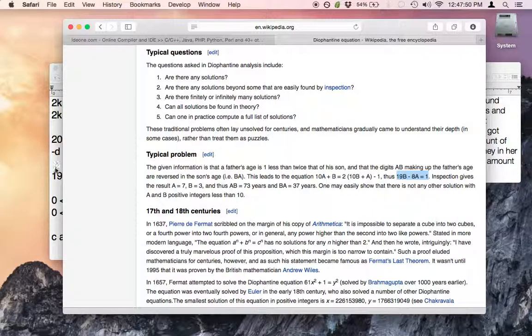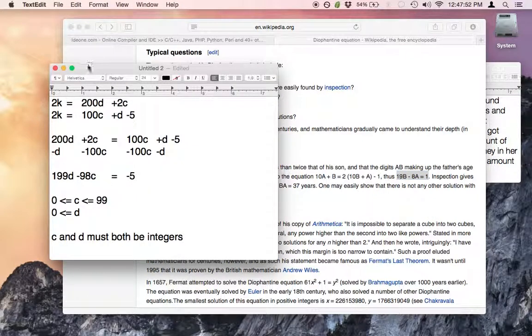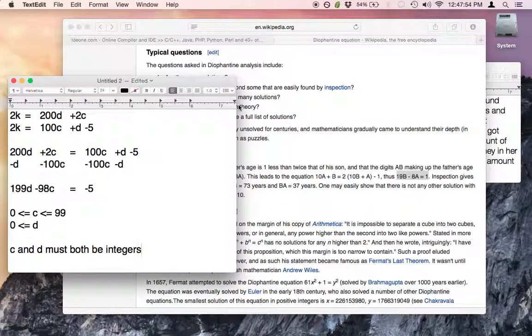So what we're going to do is write a little program incorporating the information in this problem, and then just have the computer try every possible combination. We'll cycle through all the values of C between 0 and 99, and we'll just keep incrementing D, starting with 0 and going up until somehow we find something that works. So let's write a little program here.